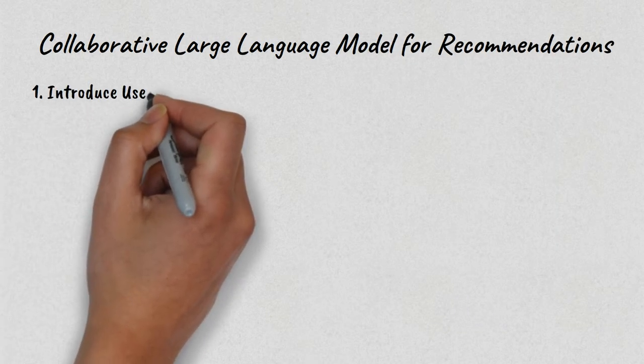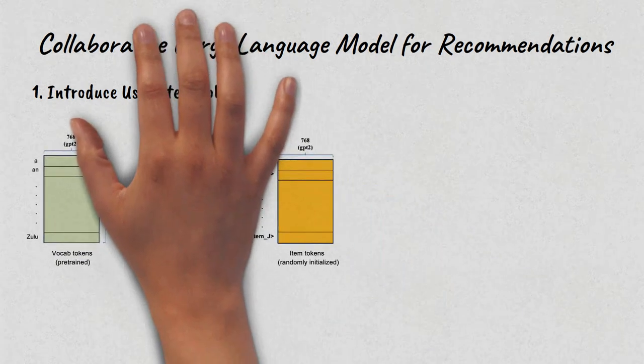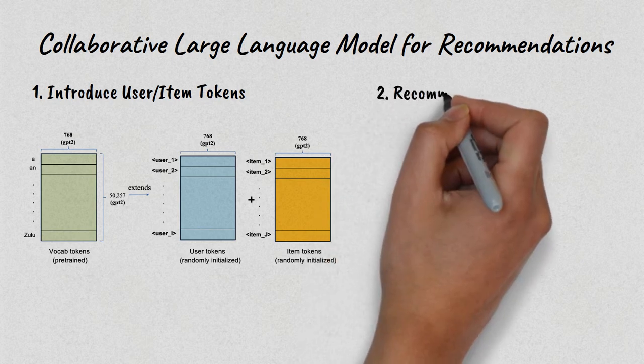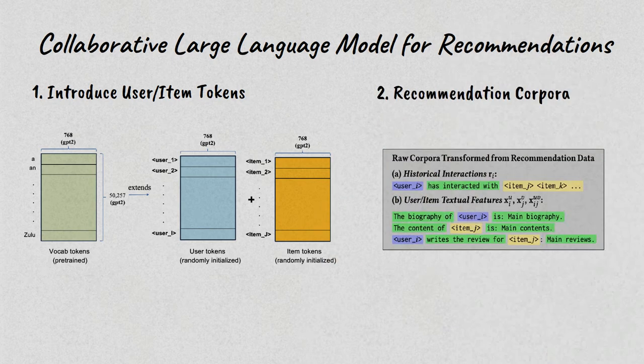To address the above issues, we propose a novel collaborative large language model for recommendation. We first introduce user and item tokens with randomly initialized token embeddings, such that user and item semantics can be faithfully represented to understand the recommendation-oriented corpora.